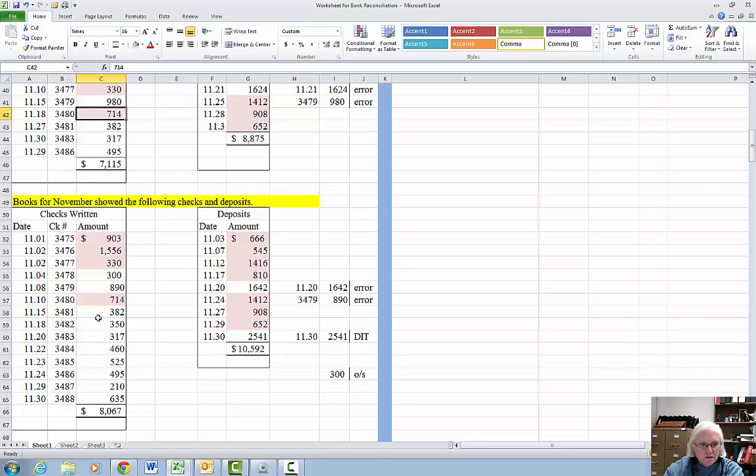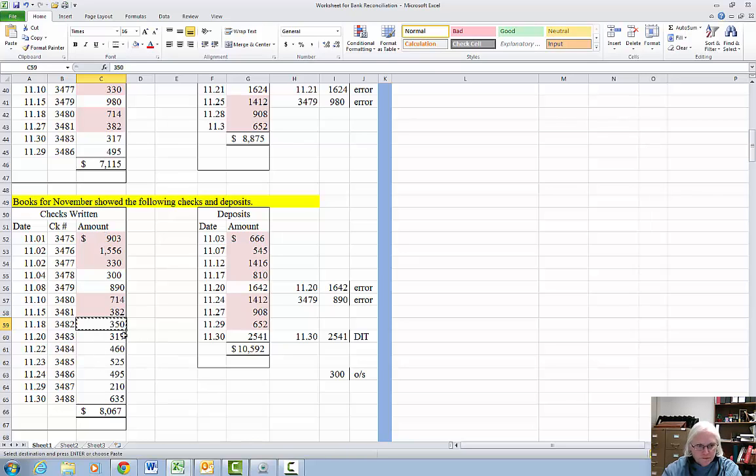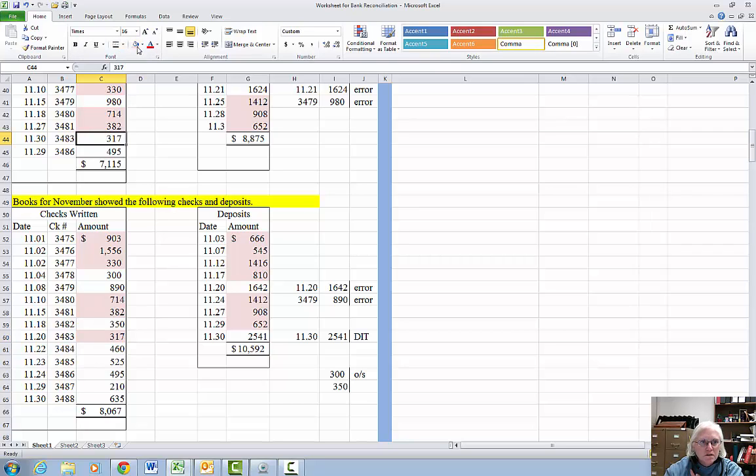$714 cleared the bank, same number, 3480, cleared the bank for the same amount, that's good. $382 cleared for $382. $350 did not clear, it's outstanding. So it goes right there. Okay. $317 cleared for $317. We have to go way down here. $495 cleared for $495. Okay, so the rest of these checks are outstanding.